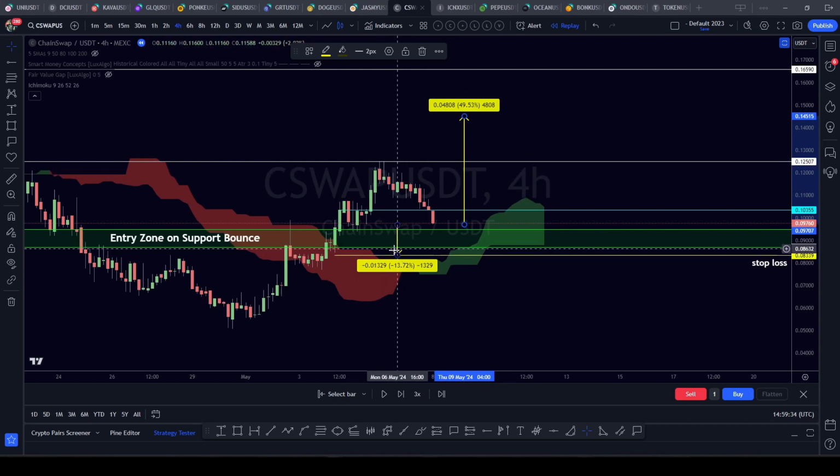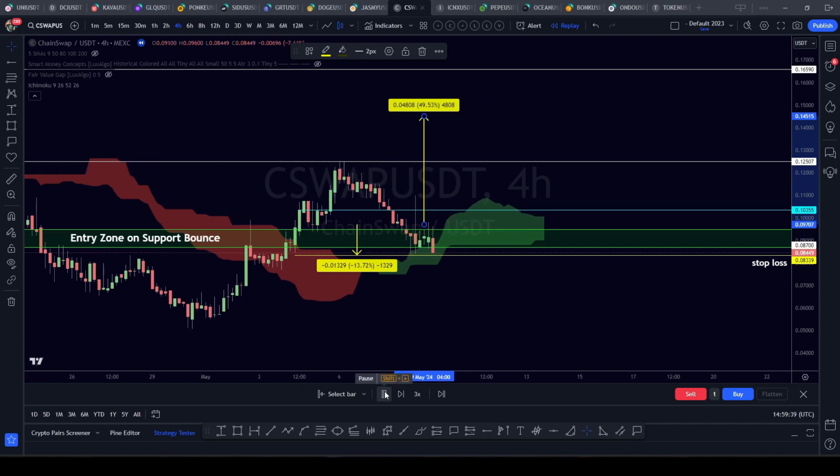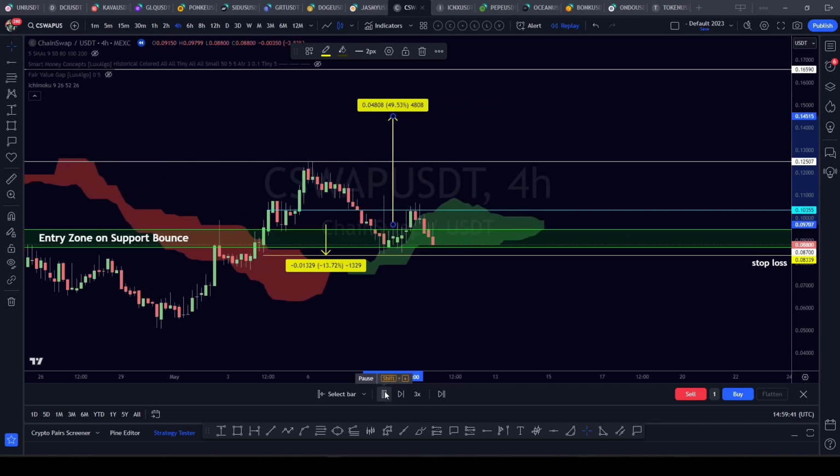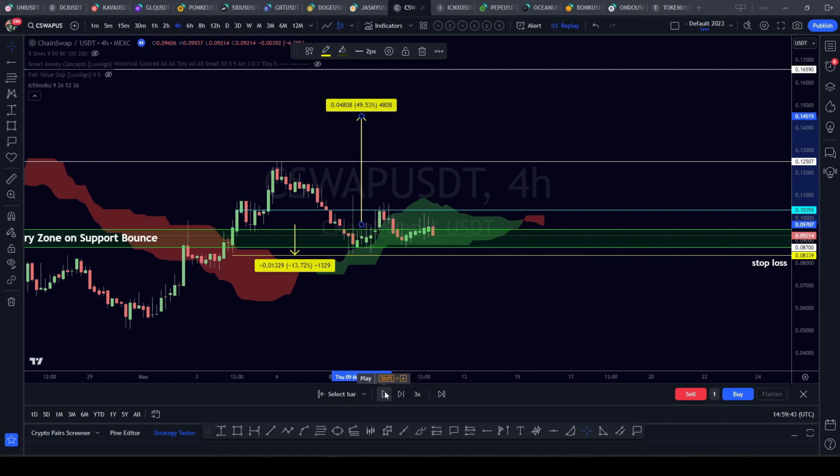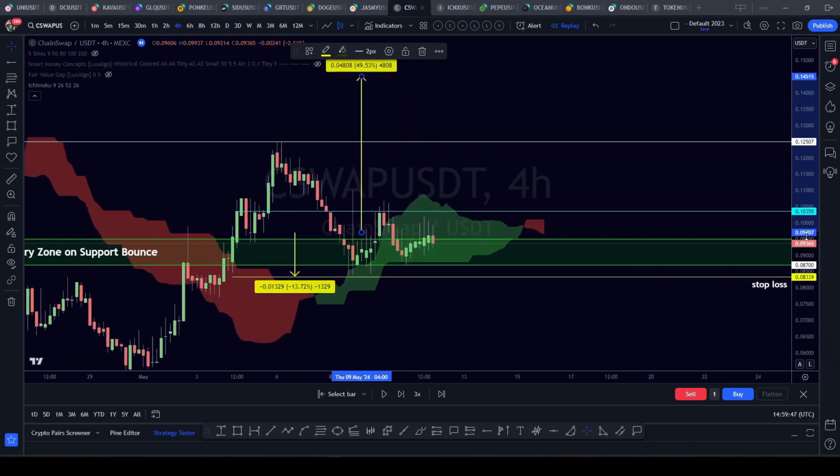I didn't move up my stop loss, which is fine. Normally I would have, but now I almost got stopped out. Y'all see that? I almost got stopped out. Right now, it looks like I may get stopped out. Like, look how close we got.